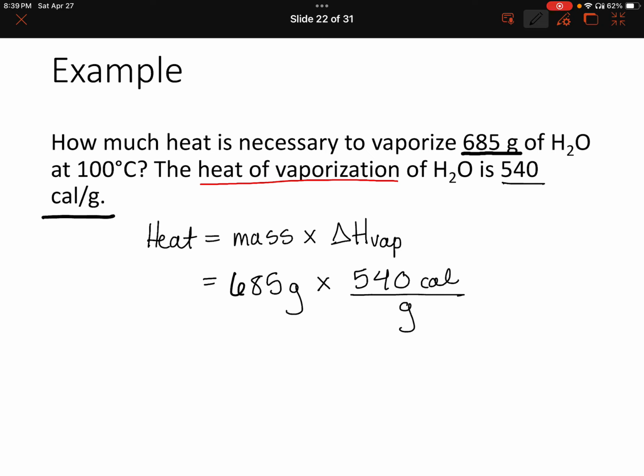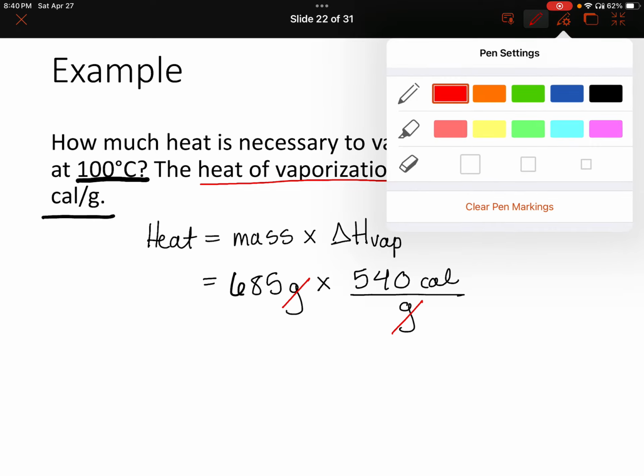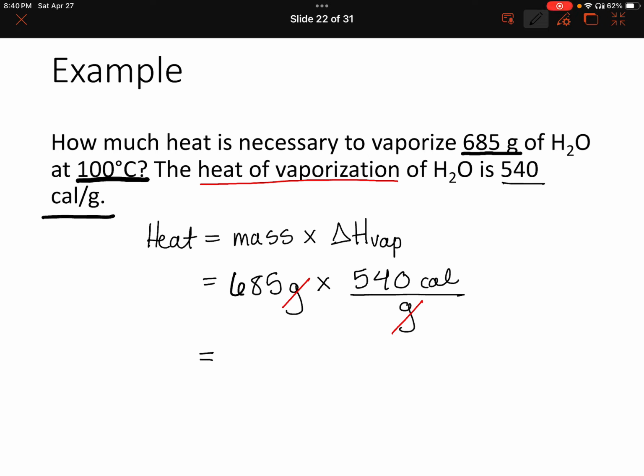Now we're also given the temperature, 100 degrees Celsius, but that's sort of extra information because remember the temperature doesn't change during boiling or melting. It just stays the same. And our equation doesn't include temperature for this part of the phase diagram. Okay, so looking at our equation, we're going to cancel grams and we're left with calories, which makes sense because we're calculating heat. So we just have to multiply 685 by 540.